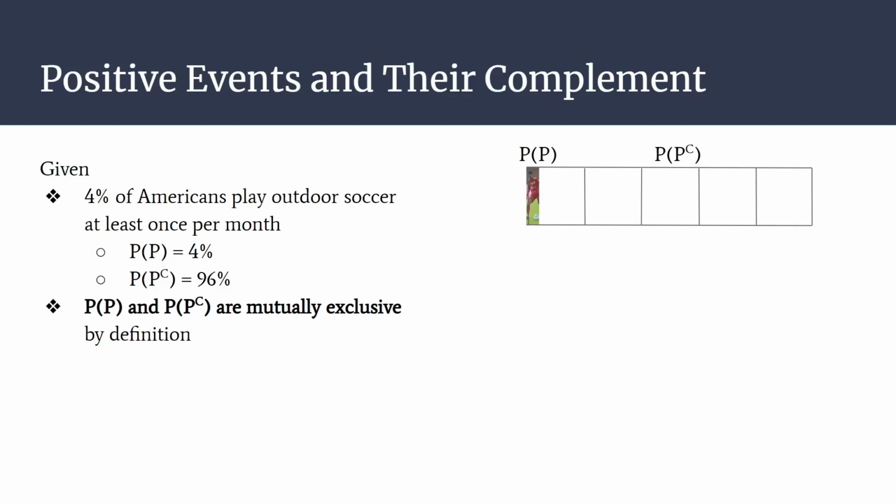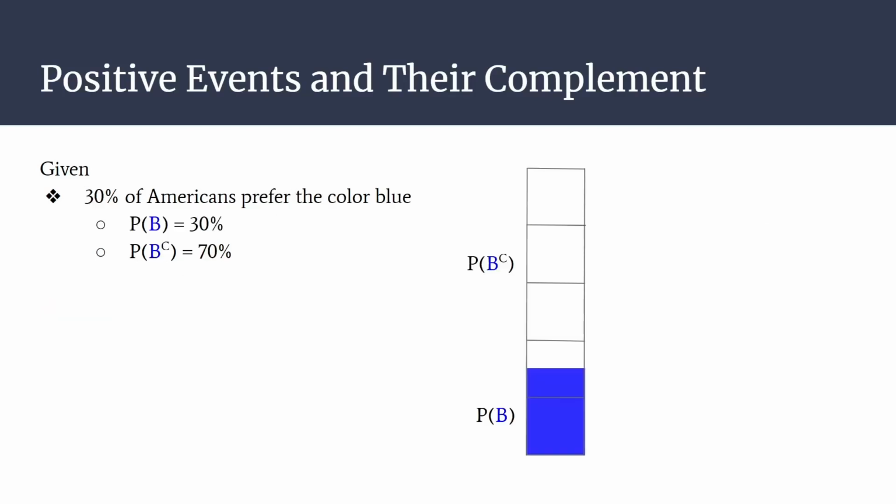Hold up. I'm getting news from independent sources telling me that 30% of Americans rate blue as being the most appealing color. I'm going to assign the variable b to represent the group of people who prefer blue. This means that P(b) is 30%, and because we know P(b), we also know that P(b complement) is 70%.